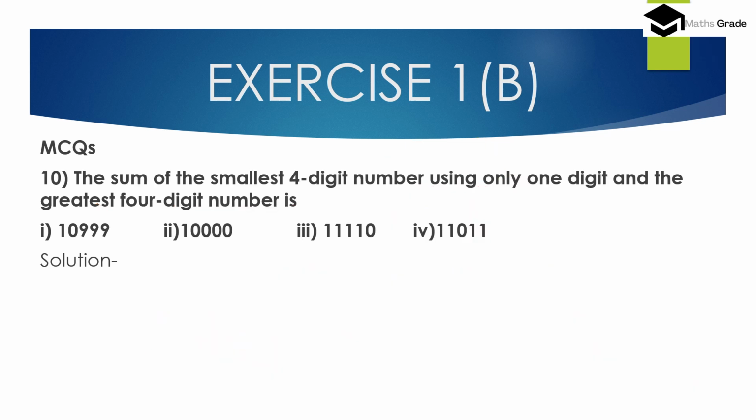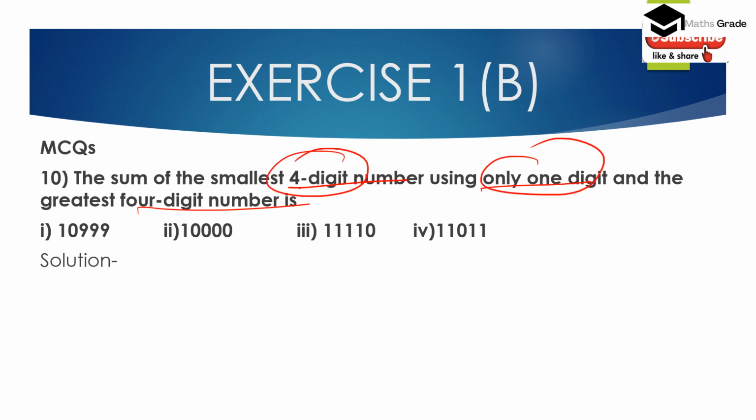Now question number 10. Multiple choice question. The sum of the smallest 4 digit number using only one digit and the greatest 4 digit number is, which option is the correct option? First find out the smallest 4 digit number using only one digit. So the smallest digit is 1, only one digit.